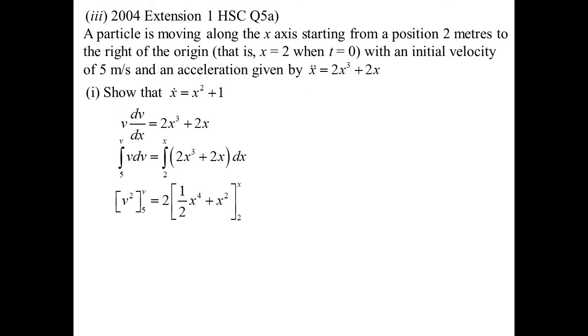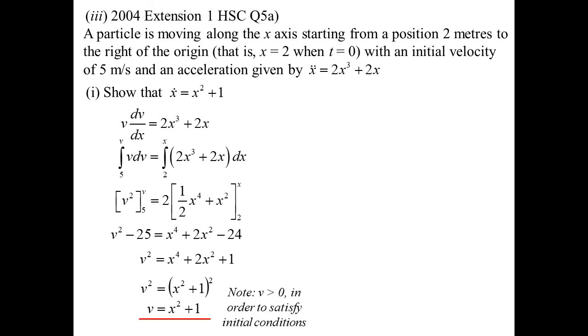Integrate. Hang on. Shouldn't that be a half v squared? Do you see what I did? I've multiplied the other side by 2 straight away, because I know I'm going to end up with v, so what do I want the half there for? Okay. Subbing in, v squared minus 25. There's v squared. Show that velocity is x squared plus 1. Hang on a sec. That's x squared plus 1 squared. v is x squared plus 1.